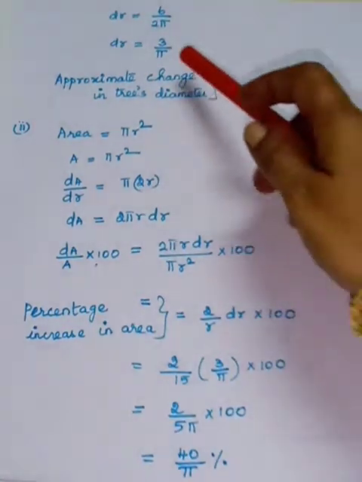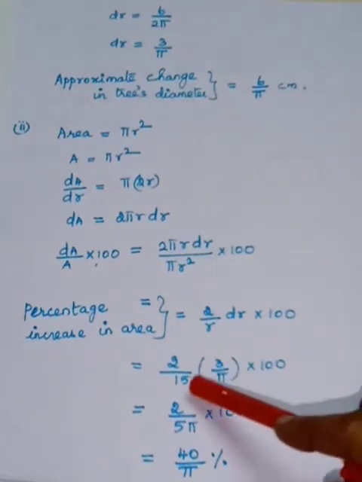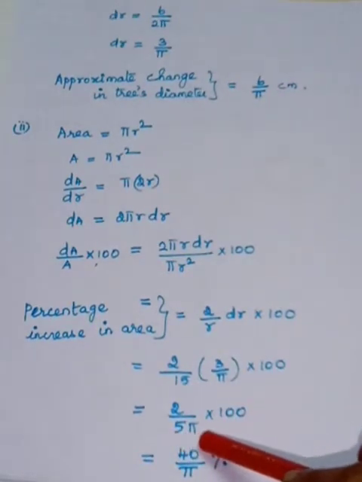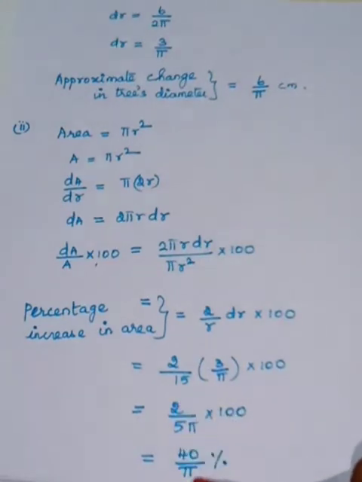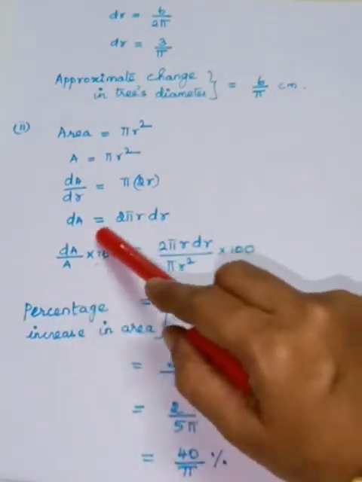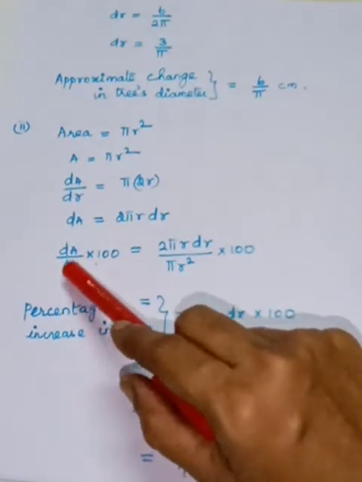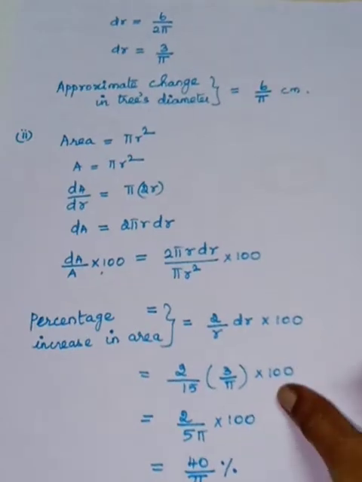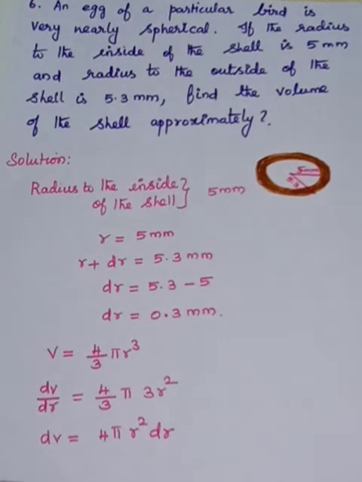dr, what we have found, is 3 by pi. So 2 by 15 into 3 by pi into 100. The 3 and 15 get cancelled, so here you have 5 pi. So 5 and 100, if you cancel it, gives 20. 20 into 2 is 40. So 40 by pi percent. This is the percentage increase in area. That is, A is denoted as area, so dA by A into 100 is nothing but the percentage increase in area. Okay, we'll come to problem number 6.